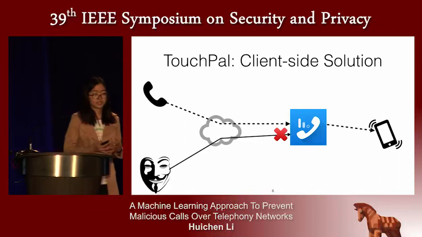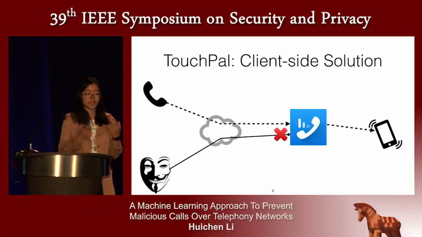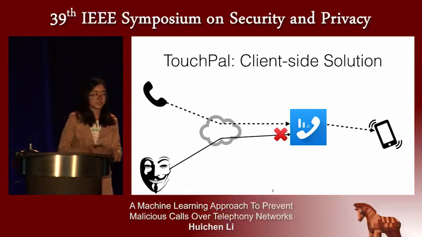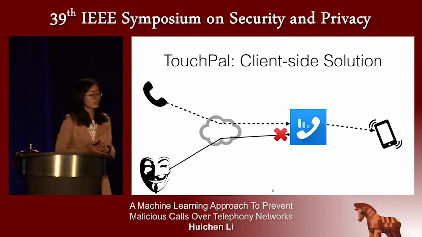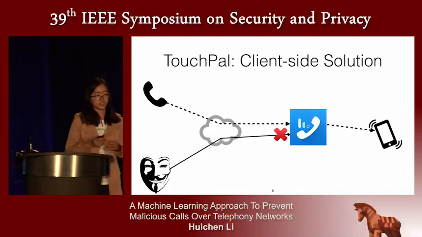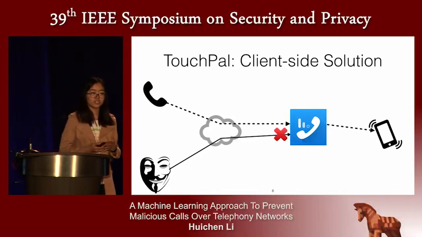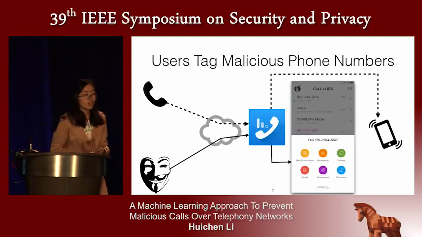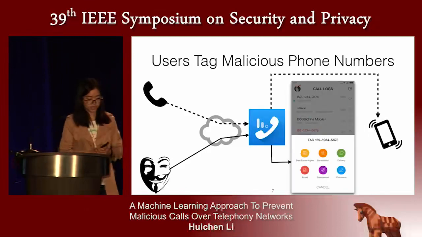TouchPal is a client-side solution, and by saying client-side, I mean it doesn't use the network infrastructure information, and the benign calls just pass through it, and the malicious calls will be prevented by generating a warning to the user. A blacklisting approach is used here.